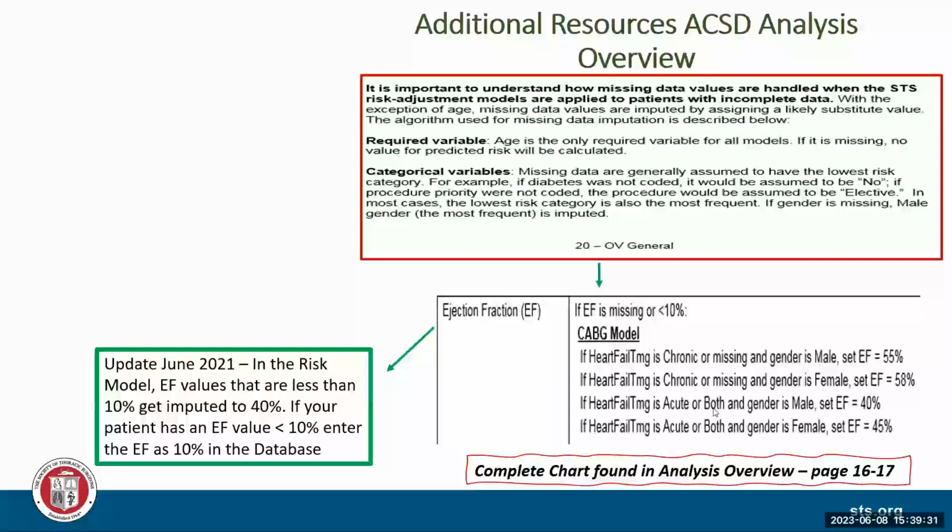Okay, so it's important to understand what happens when things are missing that are part of the risk variables. And this resource will tell you that. So I did want to point that out. It will tell you what it does to things.